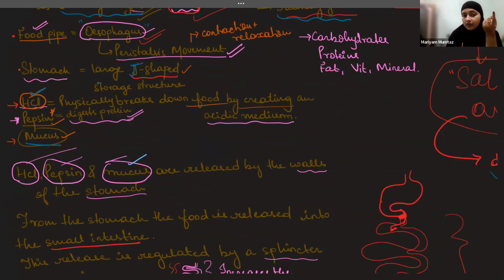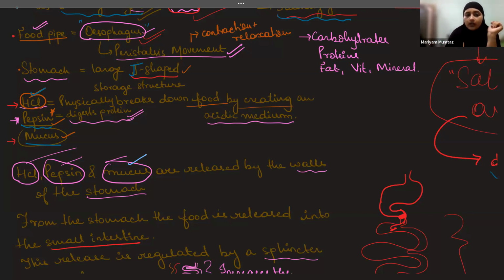Talking about the hydrochloric acid, since it is an acid, in the stomach it creates an acidic medium, first of all. Secondly, it physically breaks down the food, like it creates even smaller particles, so that digestion will be easier. Then there is pepsin. Pepsin is an enzyme that is responsible for the digestion of protein. Like how salivary amylase was digesting the carbohydrate, in the same way, the pepsin will digest the protein.